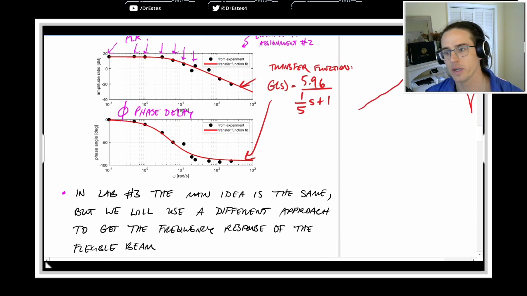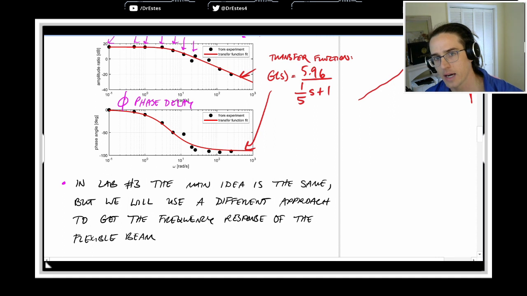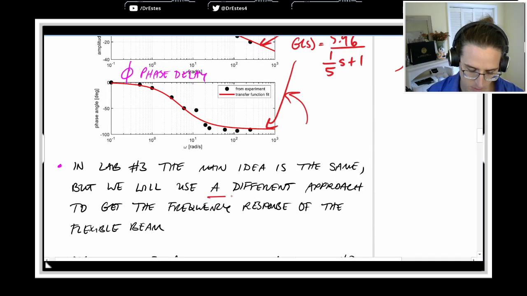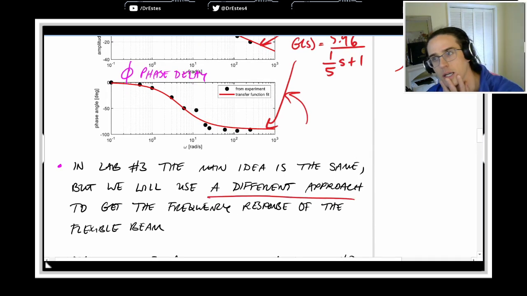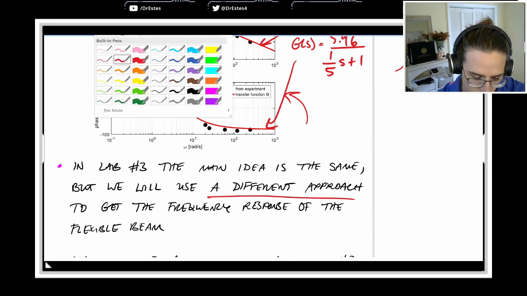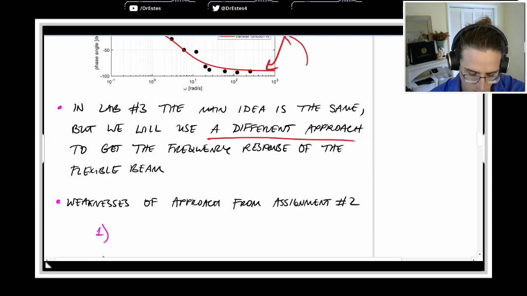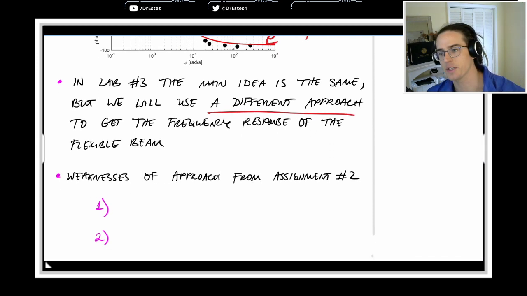So in lab 3, we're going to do the same kind of idea like we're doing in assignment 2. But we're going to use a different approach to get the frequency response of the flexible beam. So let me tell you what I mean. So let's think about the approach that we're using in assignment 2. What is the approach? We have a different test for every frequency.